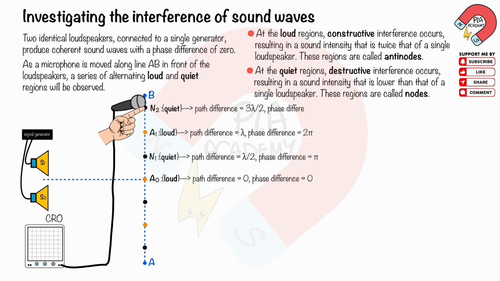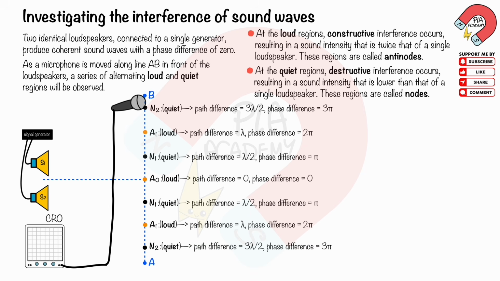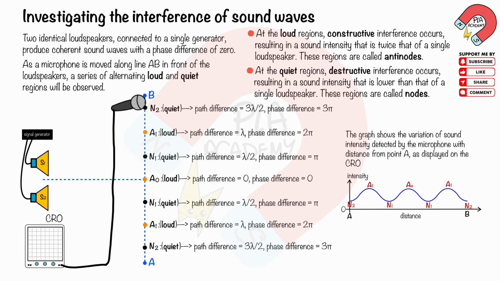The next quiet region marks the second-order node. At this node, the path difference is 3/2 wavelength and the phase difference is 3 pi radians. This pattern is symmetric about the central antinode, like this. The graph shows the variation of sound intensity detected by the microphone with distance from point A, as displayed on the CRO. The intensity at nodes may not be exactly 0 due to the presence of background noise.